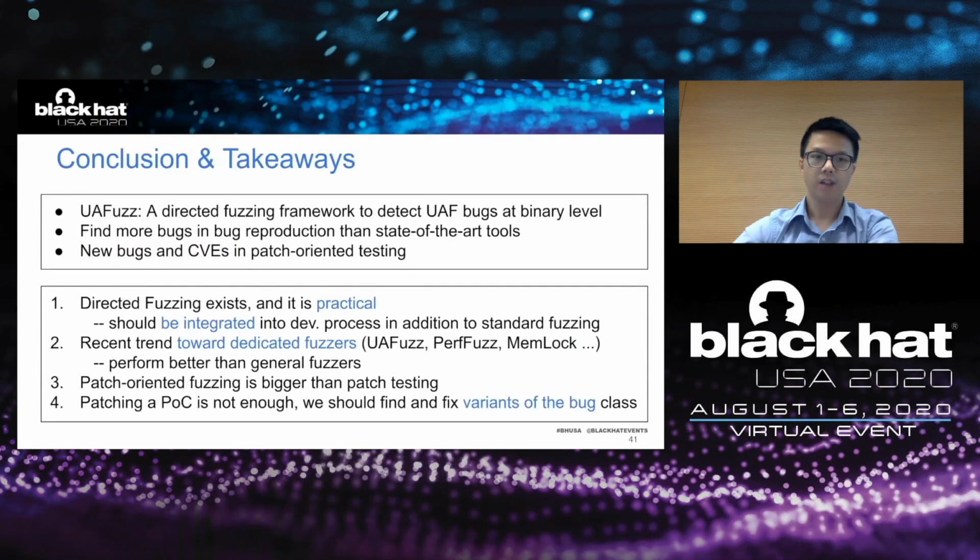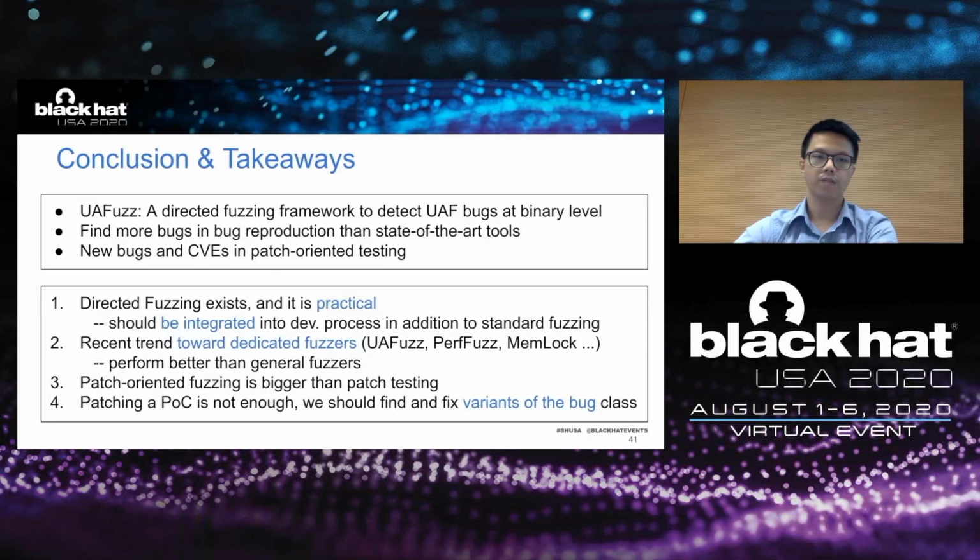To summarize what we went over in this talk, we propose a directed fuzzing framework to detect use-after-free bugs at binary level. And we saw its effectiveness and efficiency in bug reproduction and patch testing applications. So, four key takeaway points of our talk.